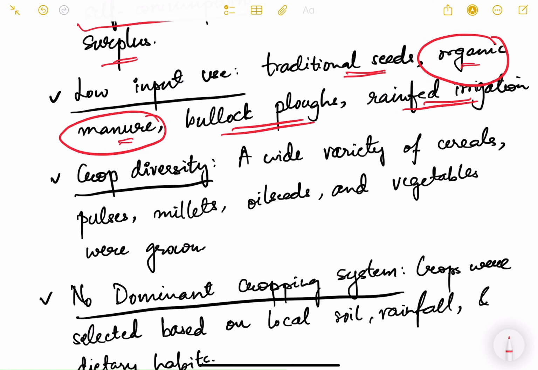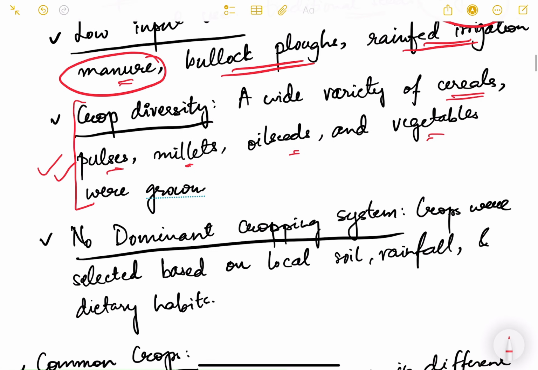Crop diversity: there was a wide variety of cereals, pulses, millets, oilseeds, and vegetables grown during this period, as per the need of different regions and different agroclimatic zones, and also depending on cultural and traditional factors. For example, in North India, people usually prefer eating wheat roti, so they would grow wheat. Whereas in South India and Eastern India, they prefer eating rice, so they traditionally grew rice. These things used to affect production also.